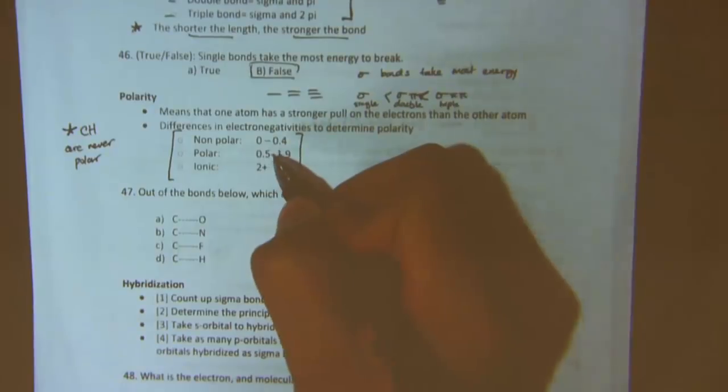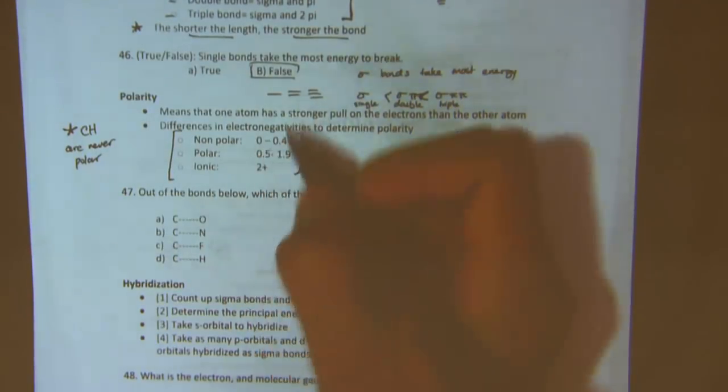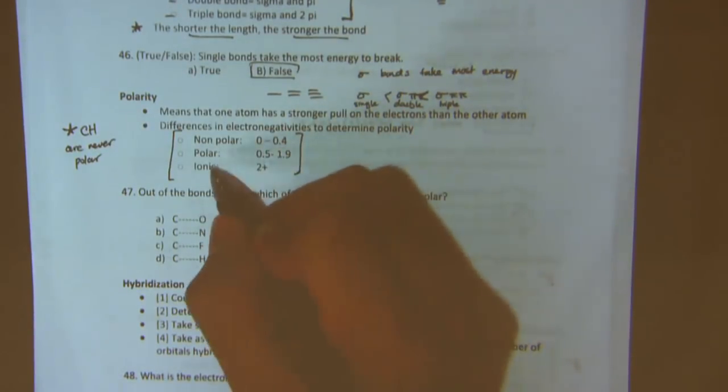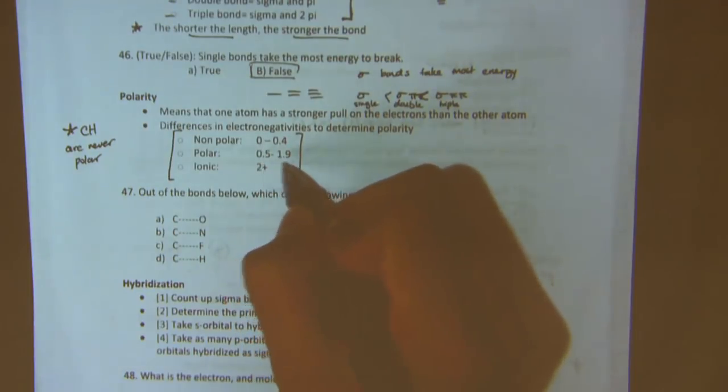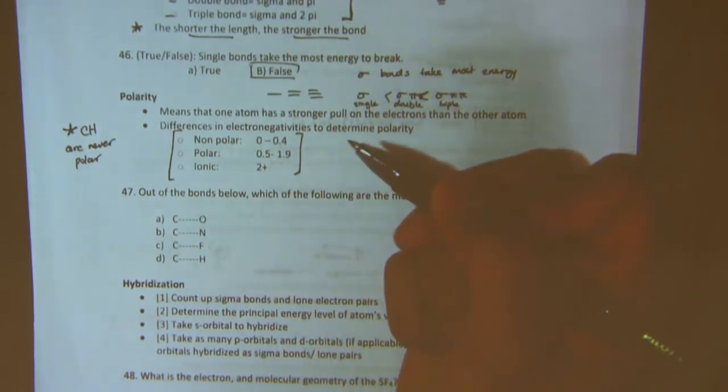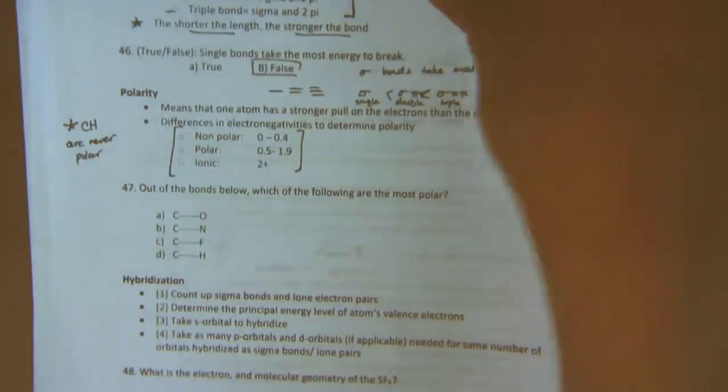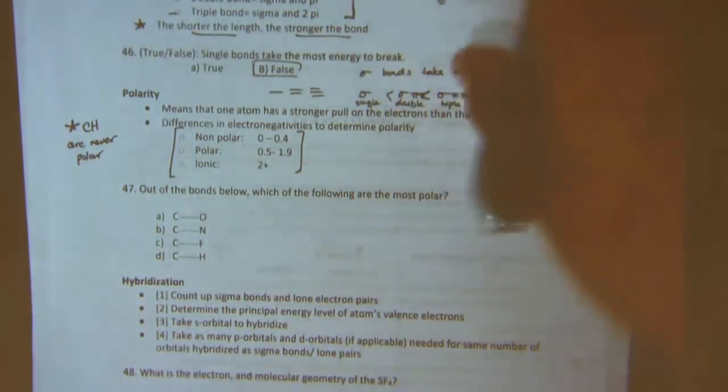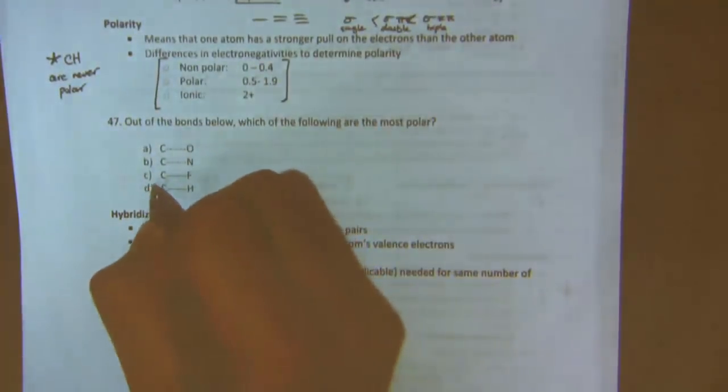And so I would just have a little bit of understanding of these. The differences in electronegativity for nonpolar bonds would be from 0 to 0.4, polar would be from 0.5 to 1.9, and then ionic would be greater than 2. So out of the following bonds, which of the following are most polar? Remember, we can easily cancel out this one because this is never polar.